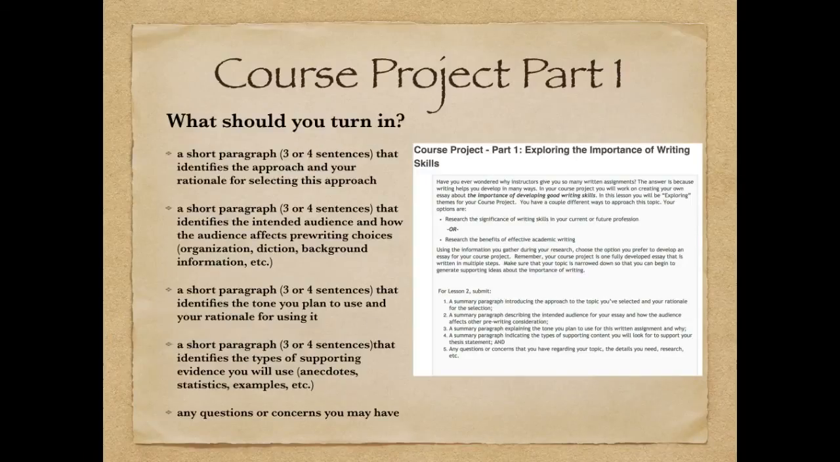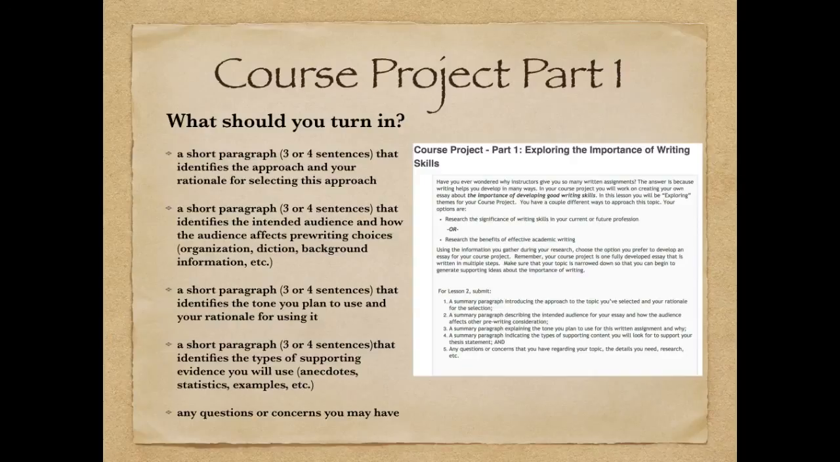So what should you turn in? You're going to turn in 4 short paragraphs and then any additional questions that you may have. Your first short paragraph will be 3 or 4 sentences that identify the approach and your rationale for selecting that approach. Is it approach number one, where you talk about the significance of writing skills in your profession? Or is it approach number two, where you talk about the benefits of effective academic writing? You identify your approach and why you selected it.